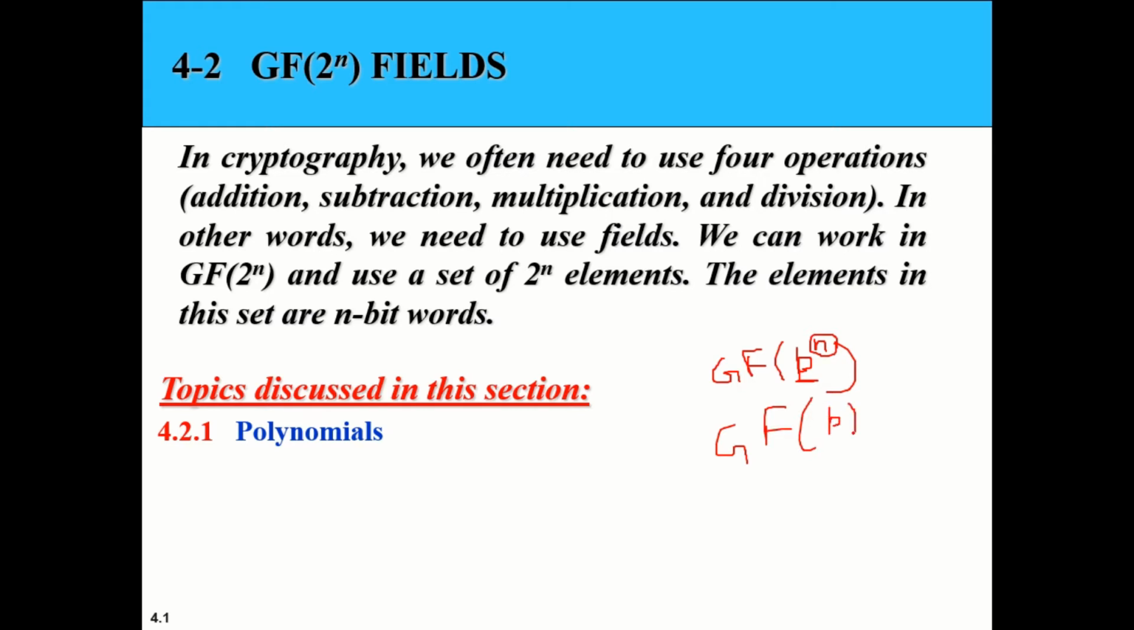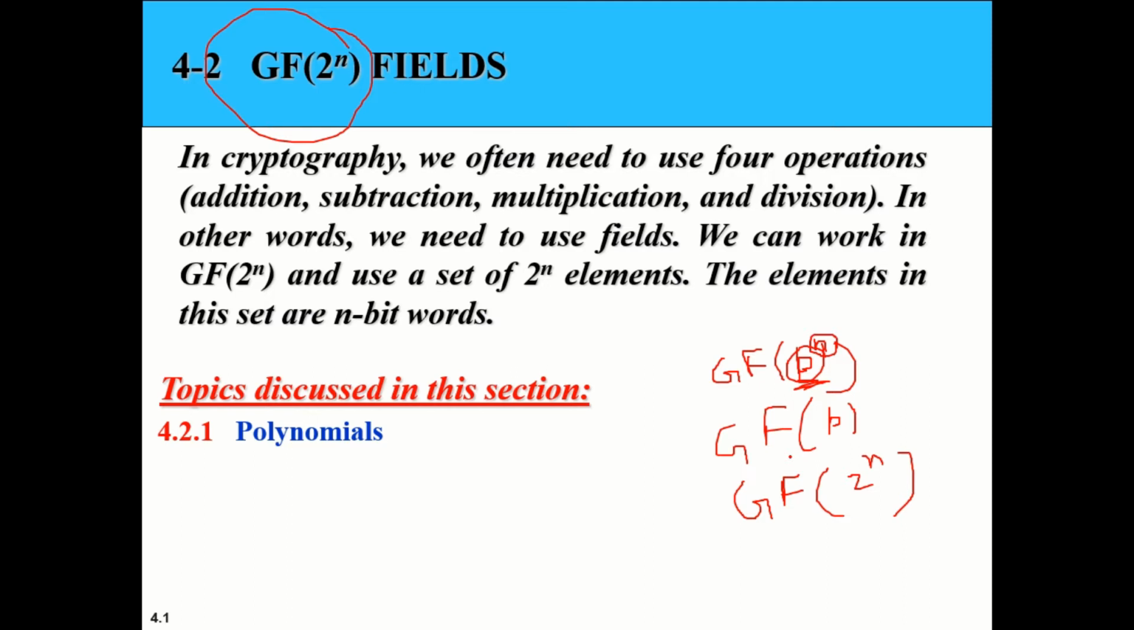Because p is a prime number, we extensively use this Galois field wherein the value of p is 2. So we make use of these two Galois fields extensively. One is GF(p) and another is GF(2^n), where the value of n is greater than 1. Fine. So why do we use these fields in cryptography?